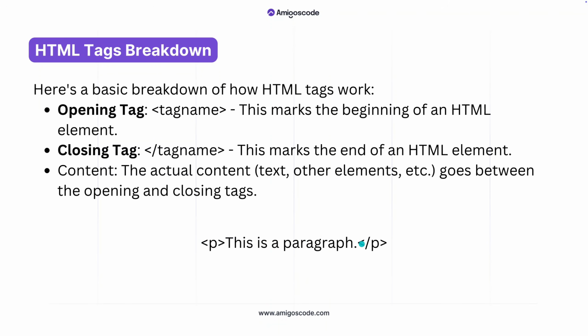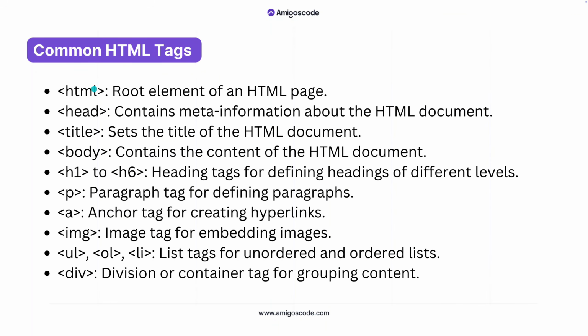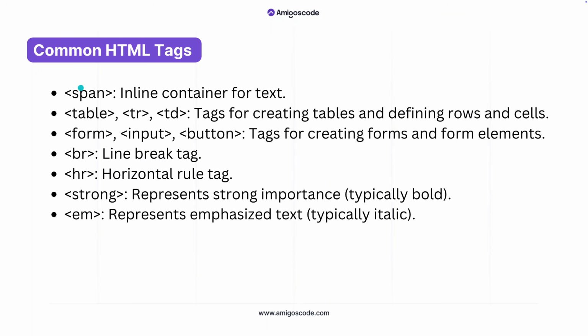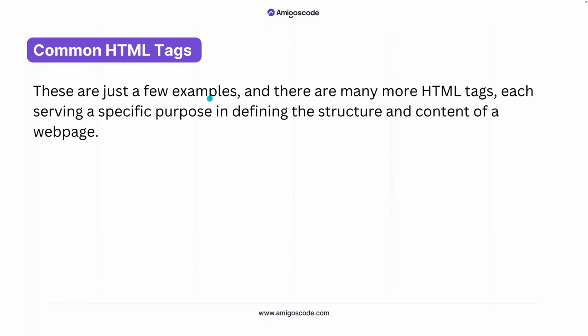This could be anything. And then the closing part in here. All right, so we have common tags. So we have the HTML tag, we have the head tag, title, body, h1 to h6, p, anchor tags, images, ul for an unordered list, ordered lists, the list item itself, div for division, and we also have span, tables, tr, td, form, br, hr, and a bunch of others. So these are just a few examples, but there are many other tags, each serving a specific purpose in defining the structure and content of your web page.